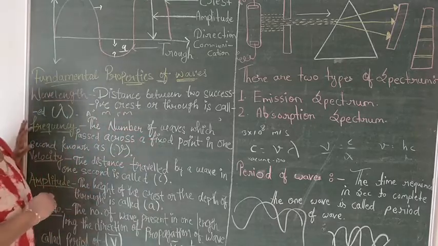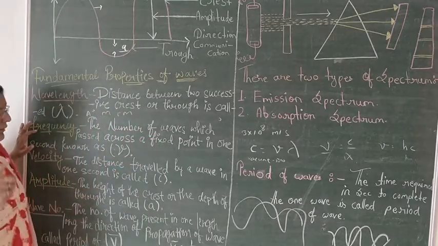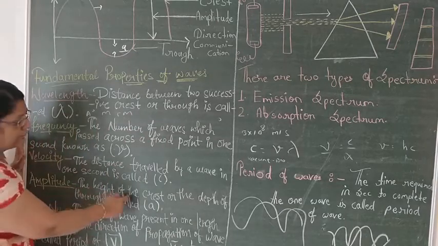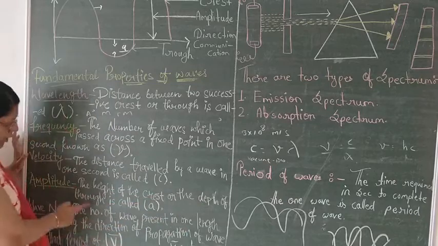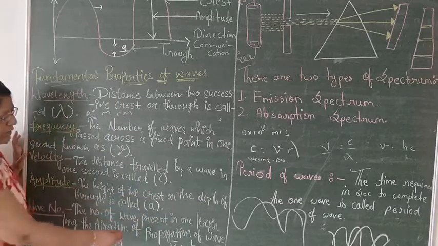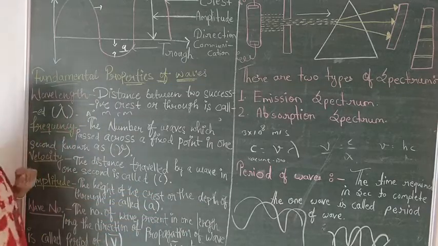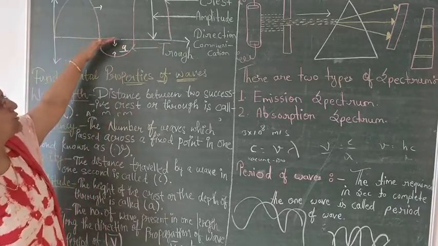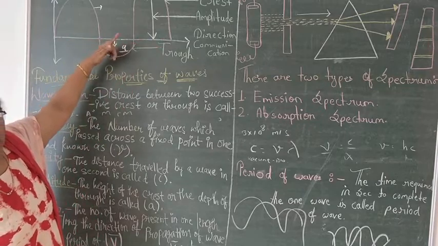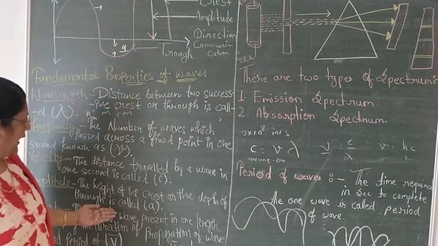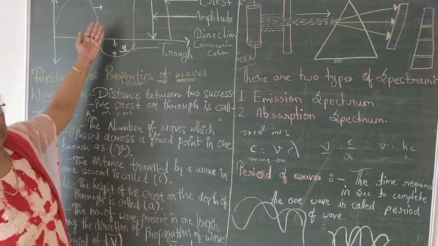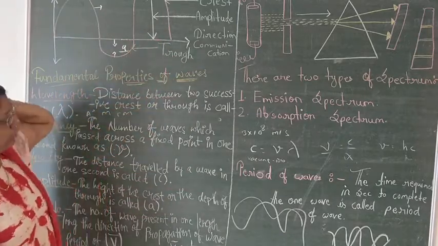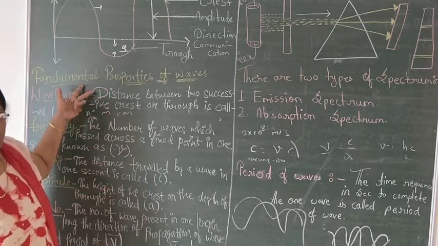Then the third property is the frequency. But first the definition of amplitude: the height of the crest or the depth of the trough is called amplitude, represented by A. The height of the crest and the depth of the trough is known as amplitude. Clear? So, these are the two definitions of wavelength and amplitude.